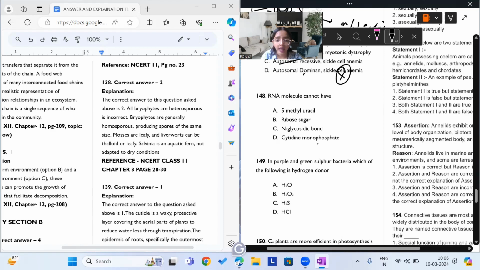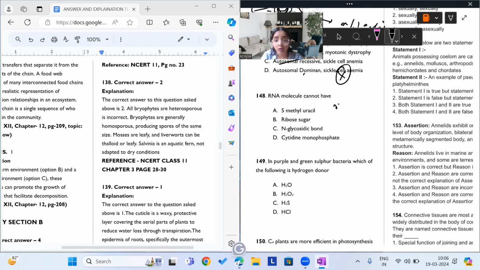Now, 148. What does an RNA molecule not have? What does an RNA molecule have? Ribose sugar, phosphate, and nitrogen bases. In that it has adenine, guanine, cytosine, and uracil. So 5-methyl-uracil is nothing but thymine, and it does not have thymine. So option A is the correct answer.